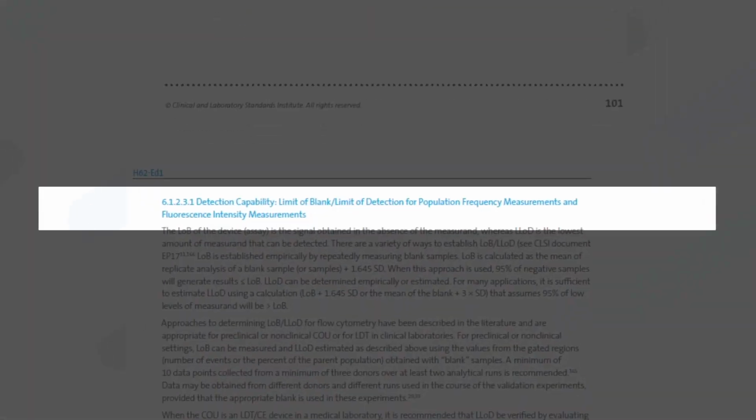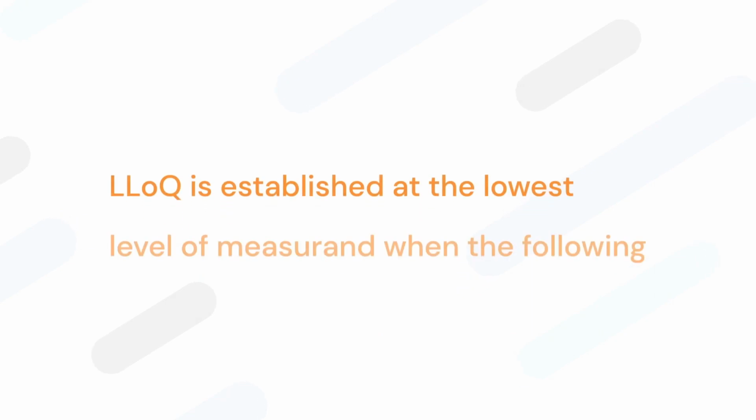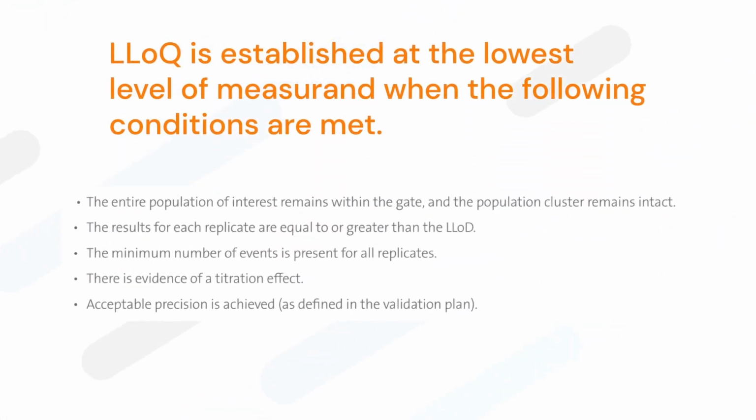In clinical settings, samples with varying levels of the population of interest are admixed with samples lacking that population. LLOQ is established using a minimum of 5 levels for each of 3 donors, or using 5 or more clinical samples in triplicates near the LLOQ. LLOQ is established when these conditions are met. Precision evaluation using standard deviation or %CV makes up the acceptance criteria.